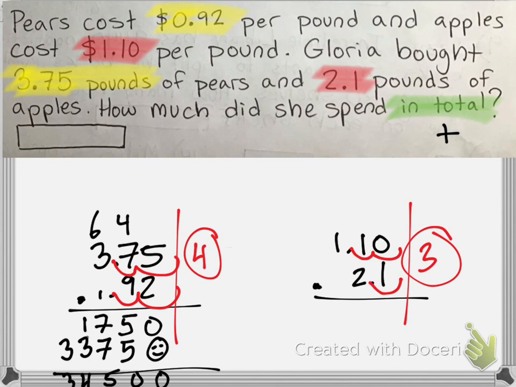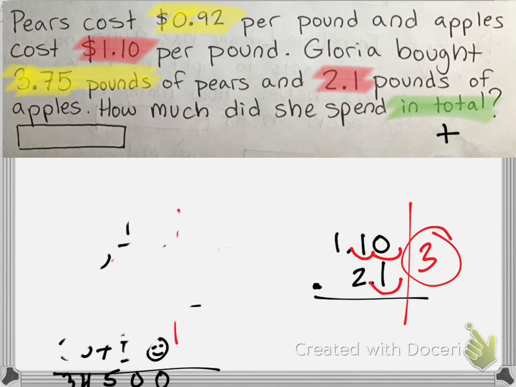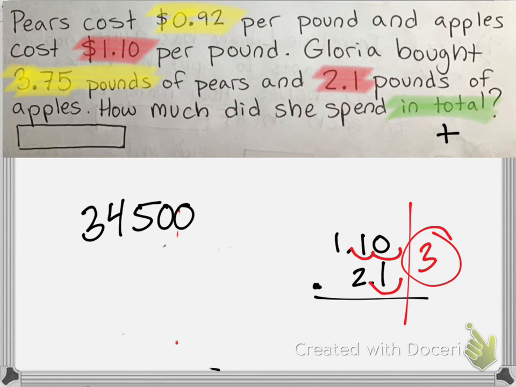So I'm going to get rid of all this right here for a minute, and I'm just going to put it at the top so that we can see it. We get 3, 4, 5, 0, 0. But I had moved my decimal over 4 places. So I'm going to move it back 1, 2, 3, 4. So I get $3.45.